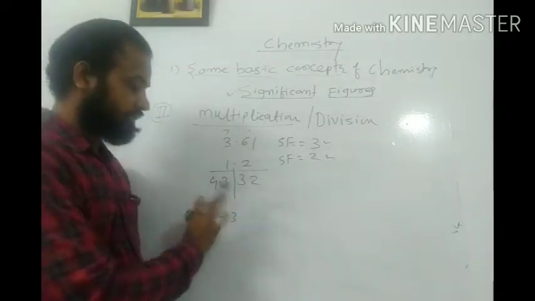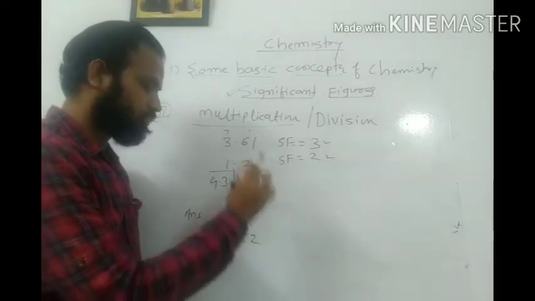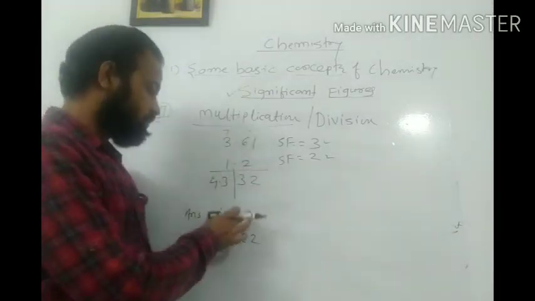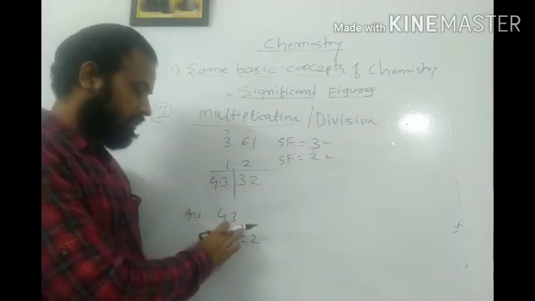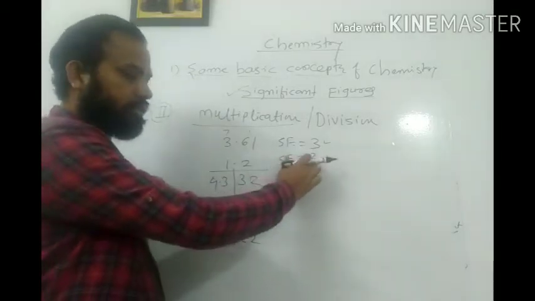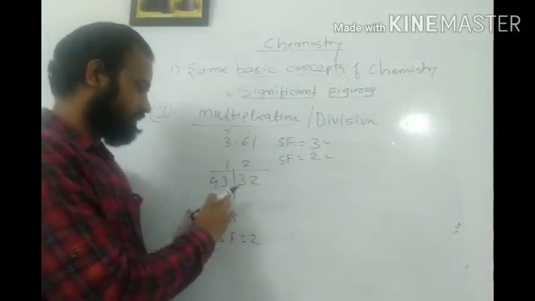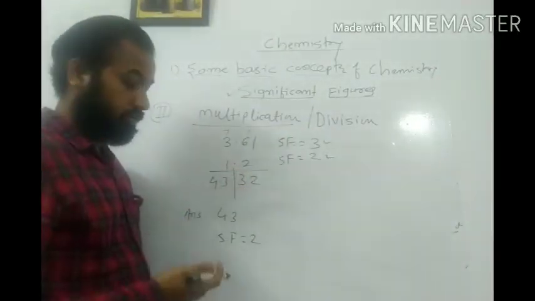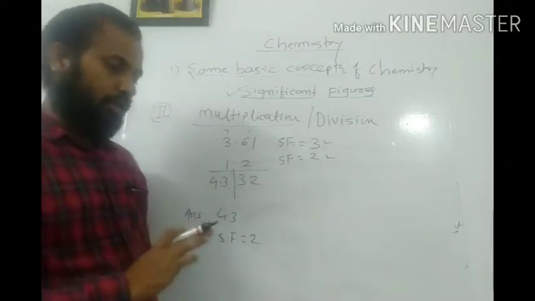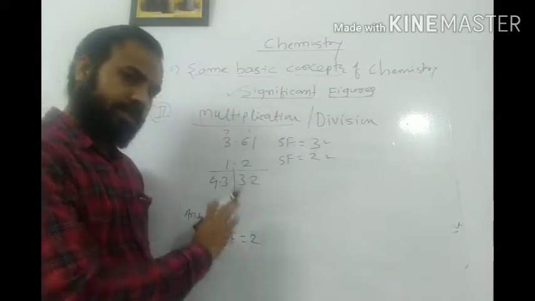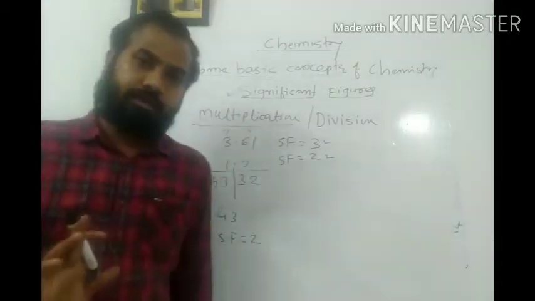Okay, so for a precise answer, the significant figure here is 2. It means you have to write down the answer such that its significant figures equal the minimum significant figures out of these two. If I restrict this, these two digits are non-zero digits, and I will get 4.3 as the answer, and the significant figure is 2, which matches the minimum significant figure criteria.